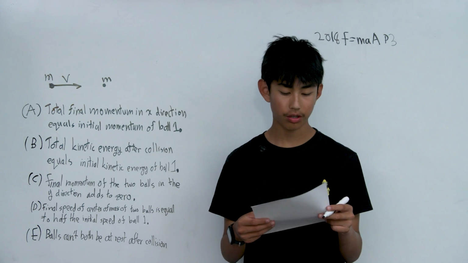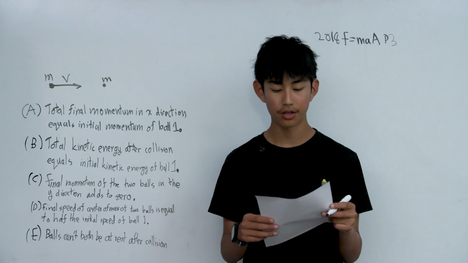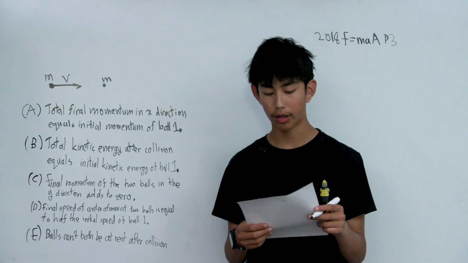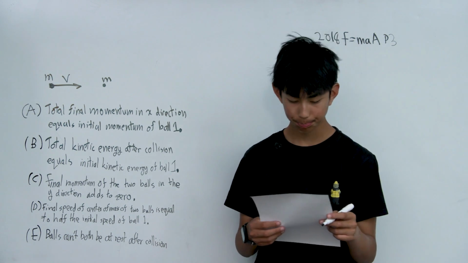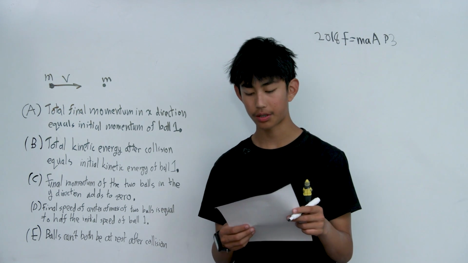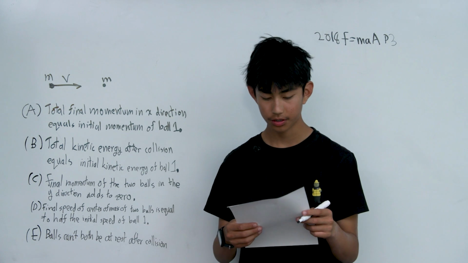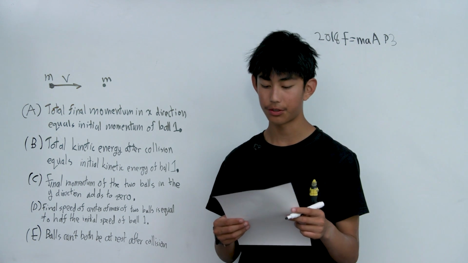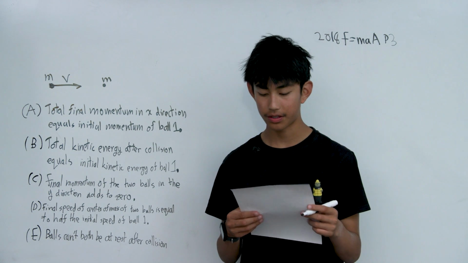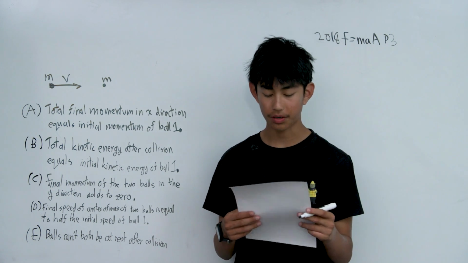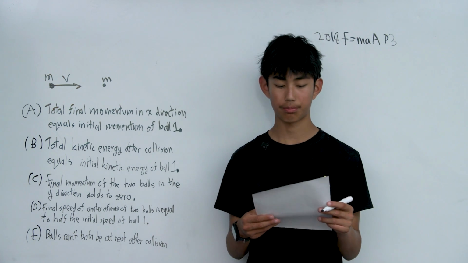B, the total kinetic energy after the collision equals the initial kinetic energy of ball 1. C, the final momentum of the two balls in the y direction adds to 0. D, the final speed of the center of mass of the two balls is equal to half the initial speed of ball 1. Or E, the balls can't both be at rest after the collision.